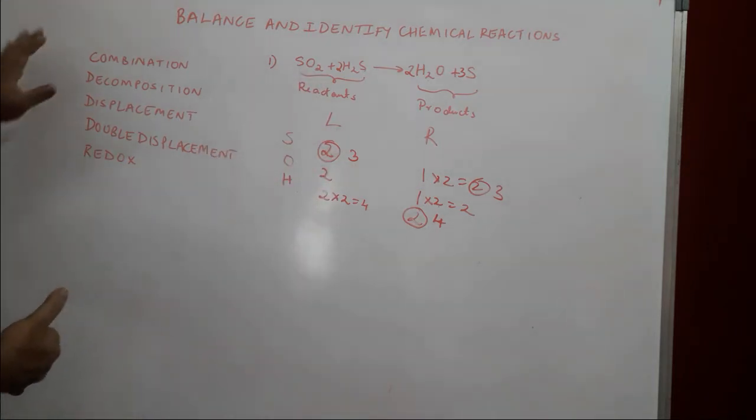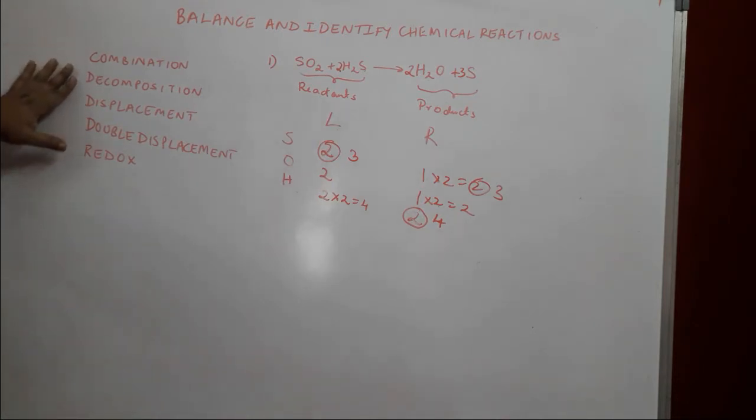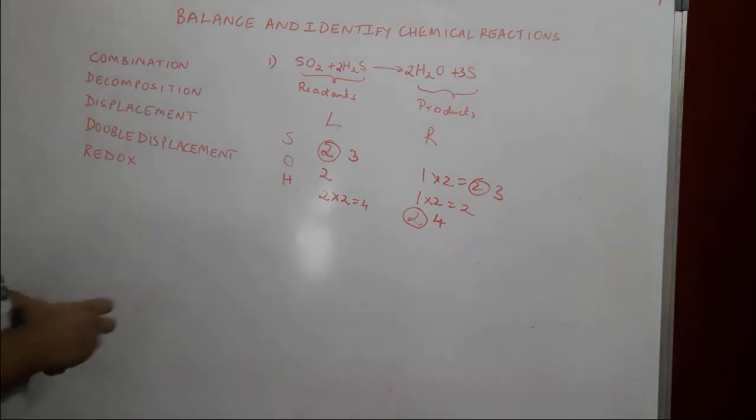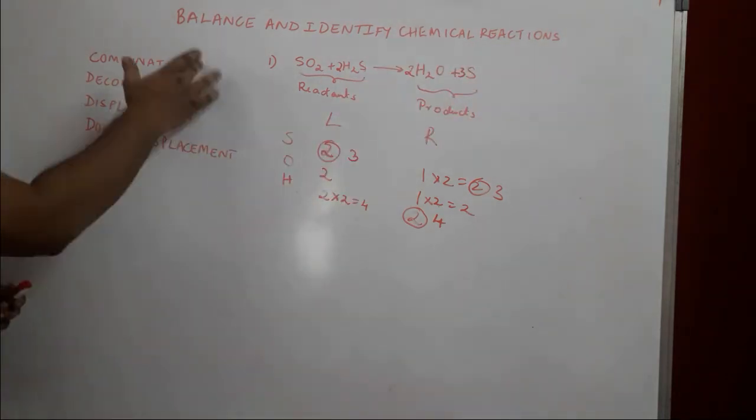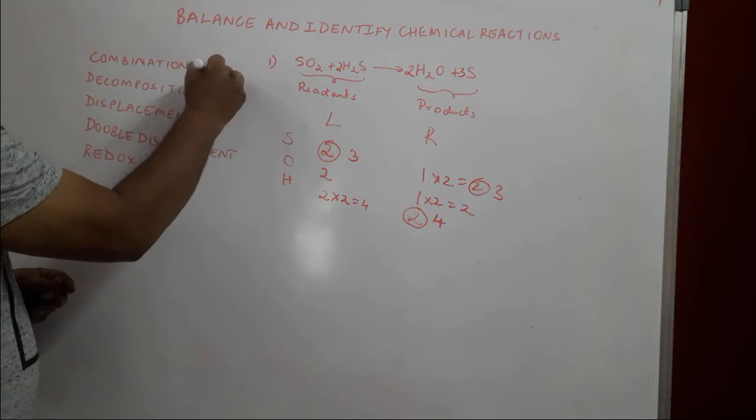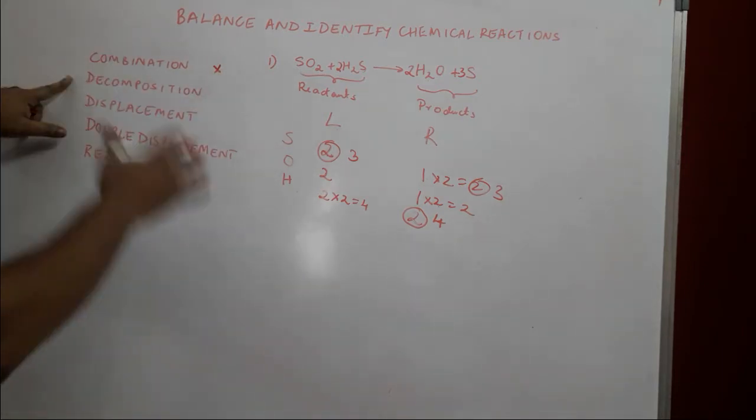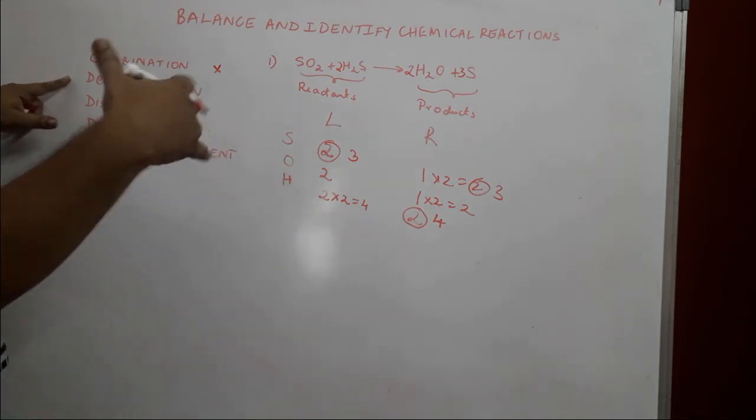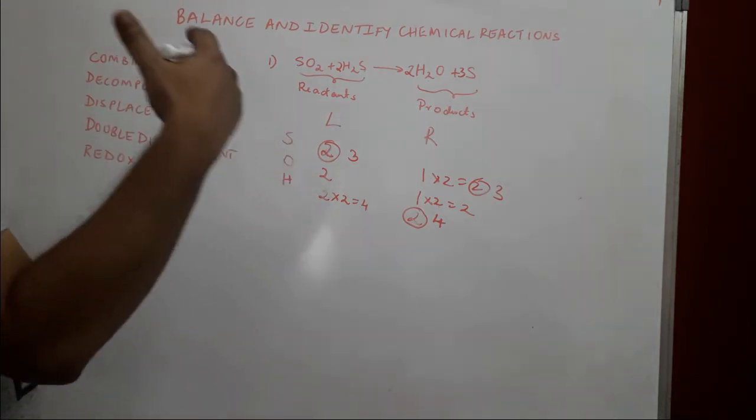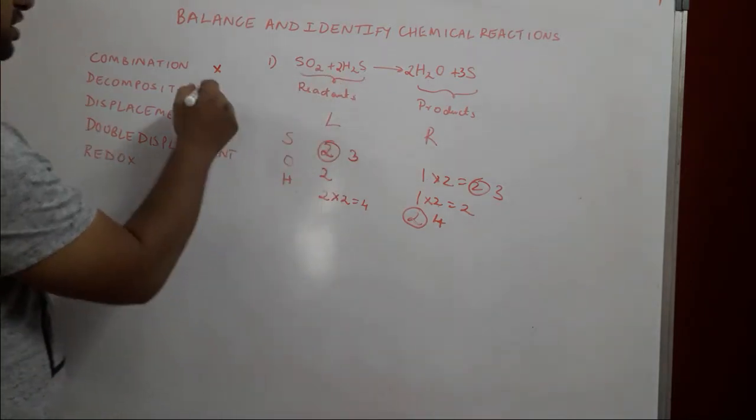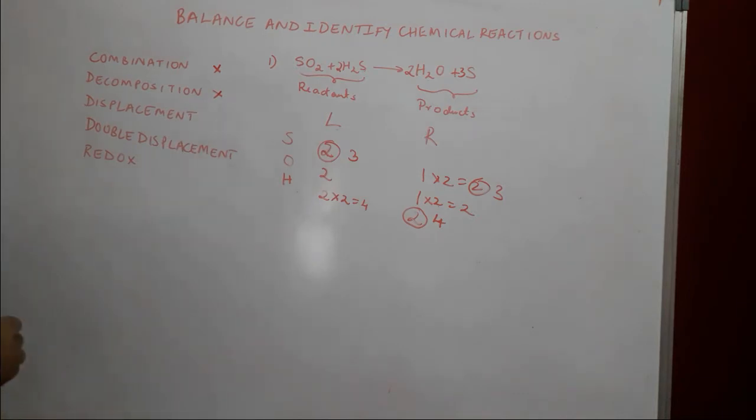So we go in order of the reactions that we have. Combination reaction, is it a type of a combination reaction? In a combination reaction, 2 reactants react to give you 1 product. Here we have more than 1 product, so we rule out combination reaction. What about decomposition? In a decomposition reaction, 1 reactant decomposes or breaks down to give us more than 1 product. So here we have 2 reactants, so this is not a decomposition reaction.